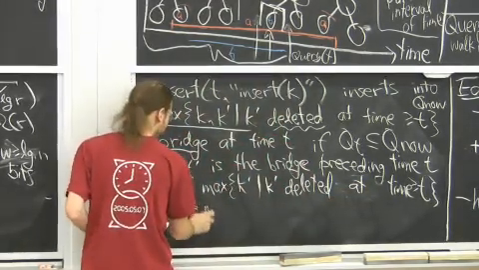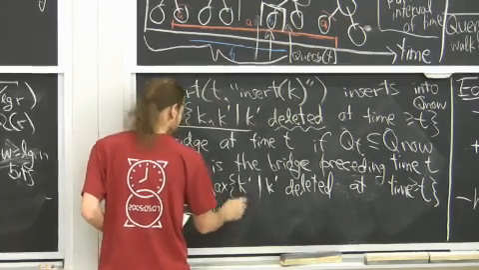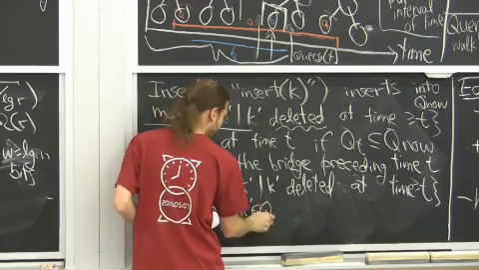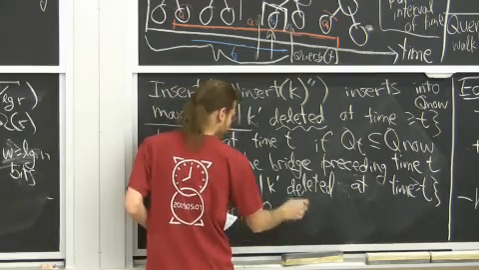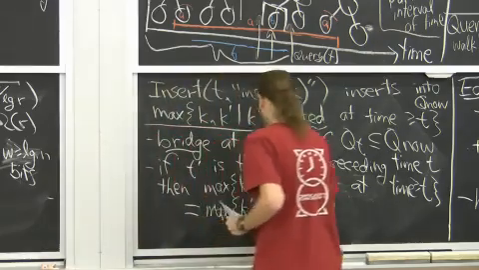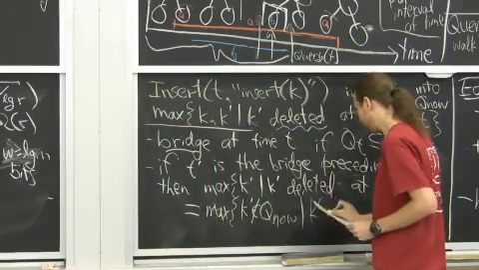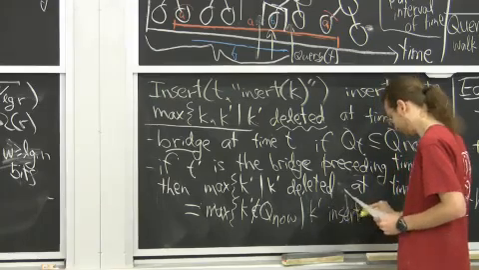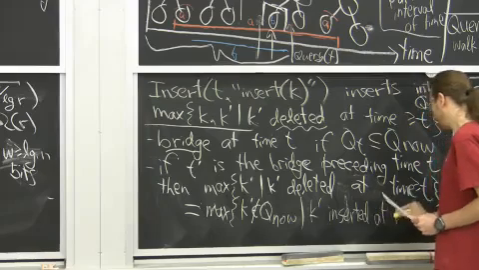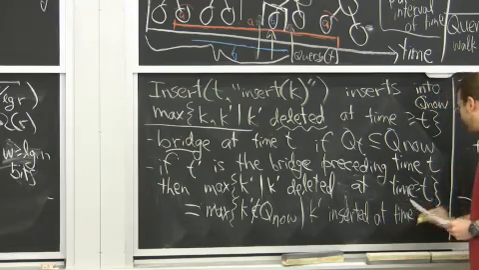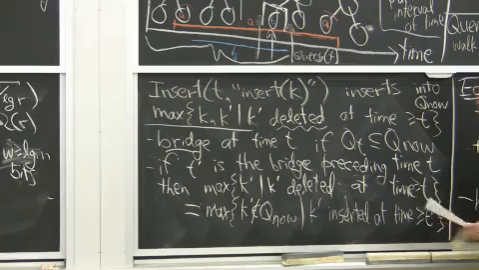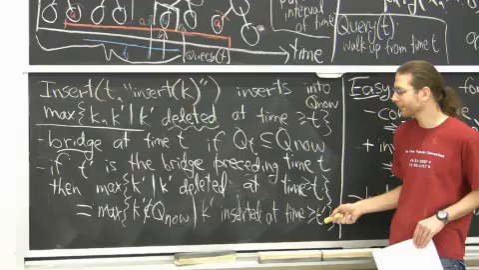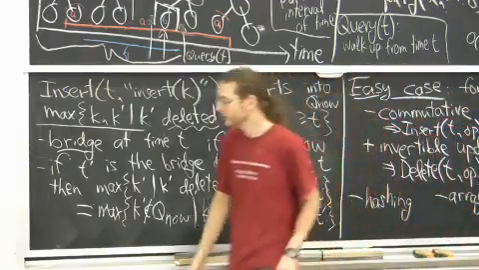Claim: this equals the max over all k prime not in the final queue, because those guys obviously still exist, where k prime is inserted at time greater than or equal to t prime. So basically I can turn the word deleted into the word inserted if I change t to t prime. And I also have to exclude the guys at the top.